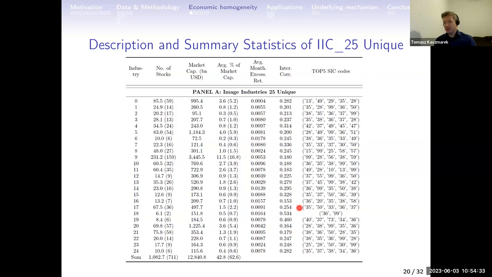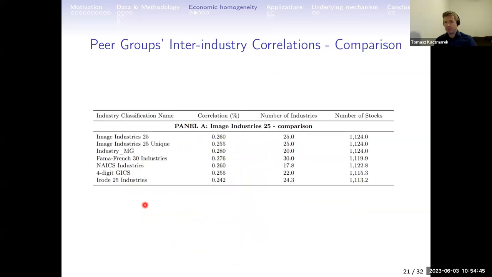In fact, it is quite the same situation as with the alternative approaches, but what we can say is that sometimes this image can gather companies that are really closely related to each other. And when we compare our results with alternatives, we use those that have similar granularity. So we have 25 industries in this setting. As I mentioned, I will demonstrate here results for the image industry 25.